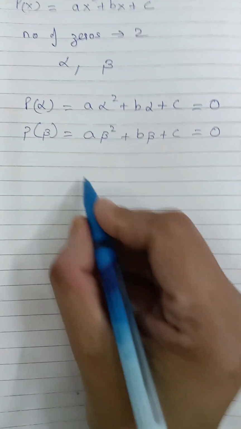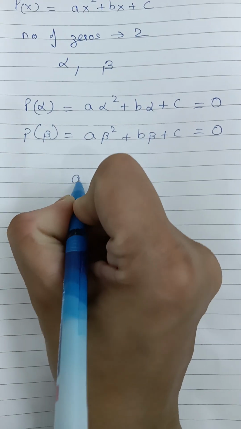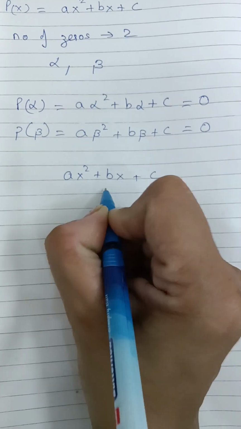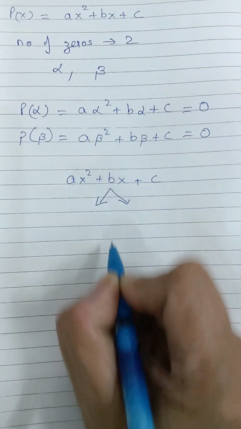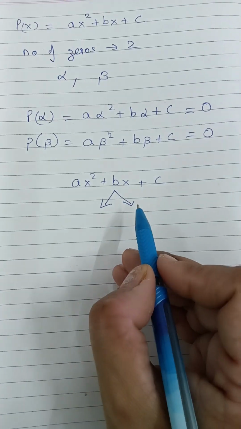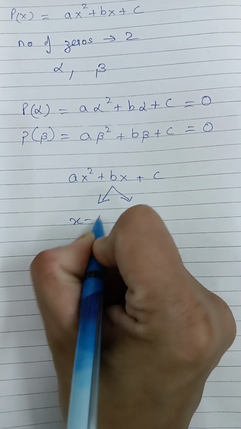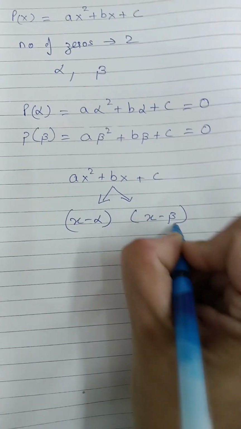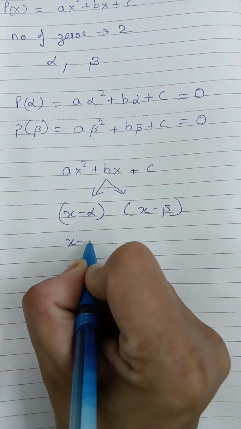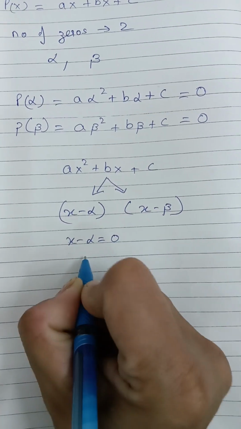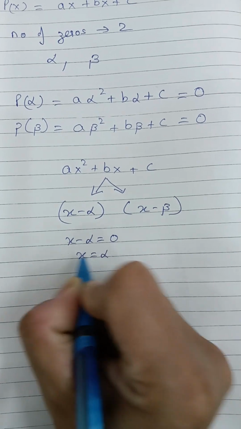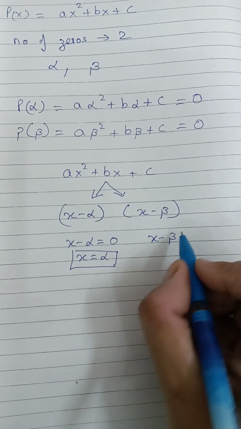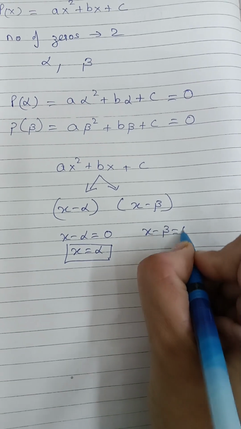Now how to obtain these zeros? There is a simple way of factorizing by splitting the middle term. Suppose I factorize this polynomial by splitting the middle term. This you have done in your earlier classes. So I get two factors, x minus alpha and x minus beta. Then individually I put these factors equal to 0 and get the zeros of the polynomial. I am going to explain this with a suitable example in the later half of the video.